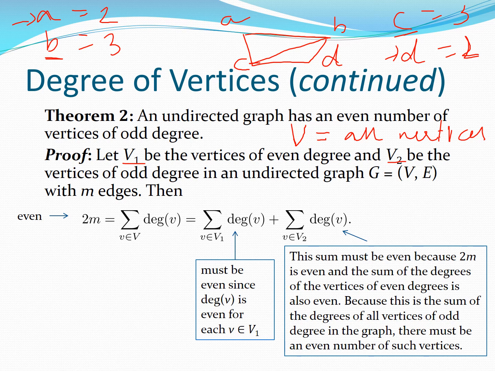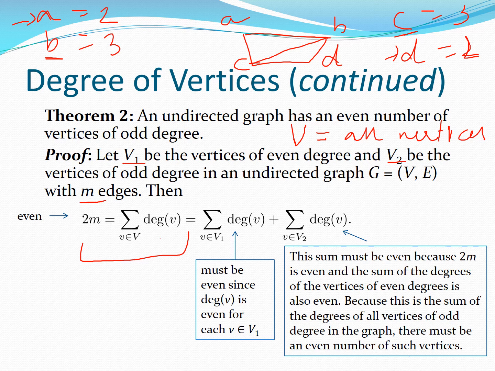Now V2 is the set of vertices which have odd degree. So in the example, B and C are going to be in the set V2 because they have odd degree. Now let's assume that there are m edges in your graph. Using the handshaking theorem, we know the first part, which tells us that 2 times m is equal to the sum of the degrees of all the vertices in your graph.